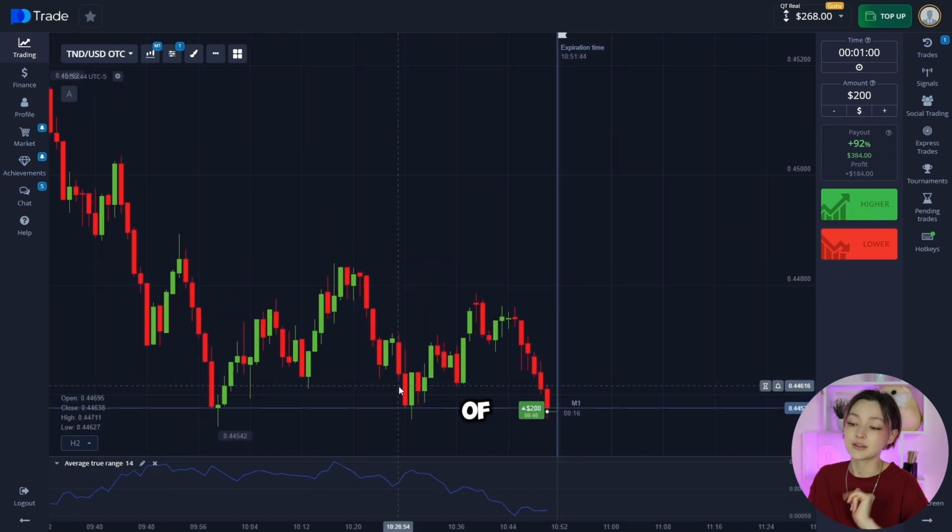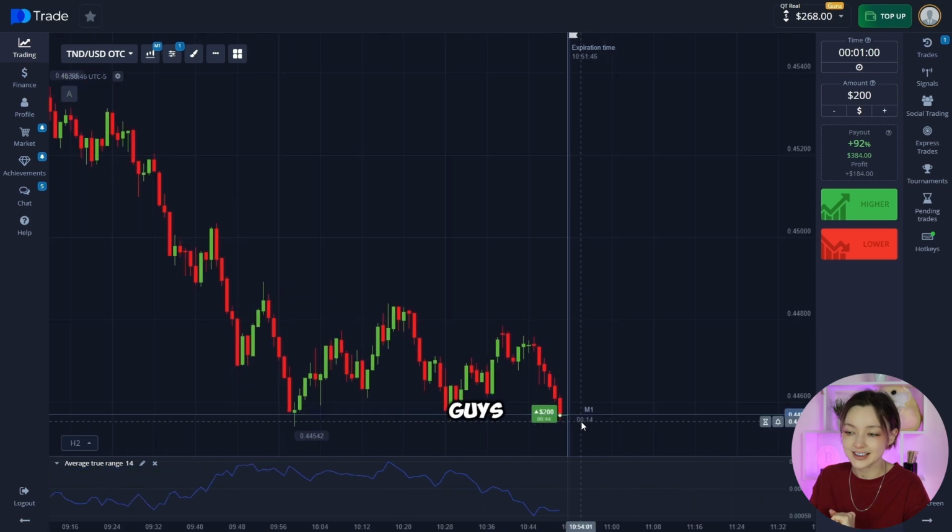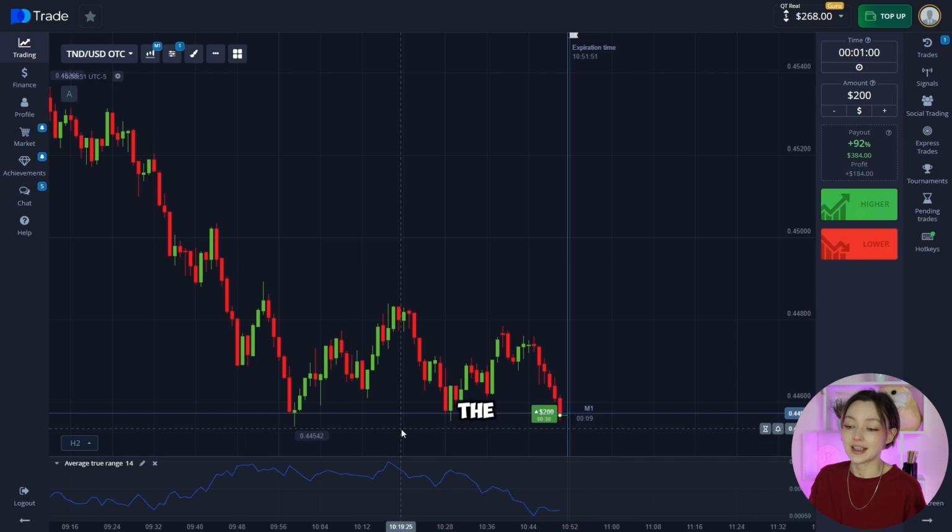And another piece of advice I would like to give you guys is that you should abstain from covering positions when you see the ATR starting to change direction. In that case, it's better to switch to another currency pair or take a break from trading at all.